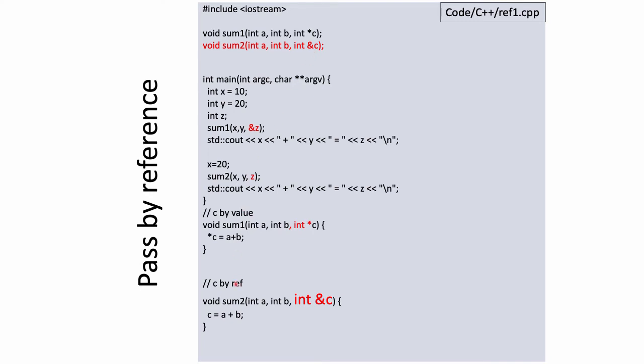So if we look at sum2, we see it's ampersand C. And if you look at the assignment, it's just C equals A plus B. We do not have to do star C equals A plus B that we had to do if we pass it through a pointer. And calling the 2 functions is different. Sum1, we're having to pass in the address of Z. But in sum2, because this is a reference, we just say X, Y, Z. So again, it's an awful lot cleaner and simpler now to pass by reference. All we have to do is just change the function definition to indicate that it's coming in by reference.